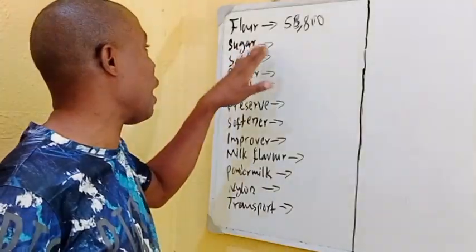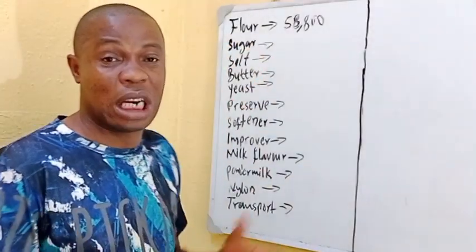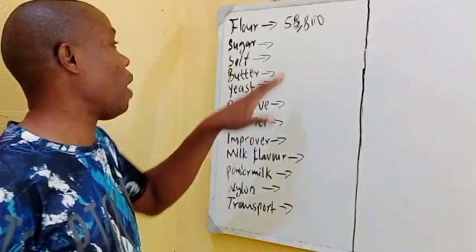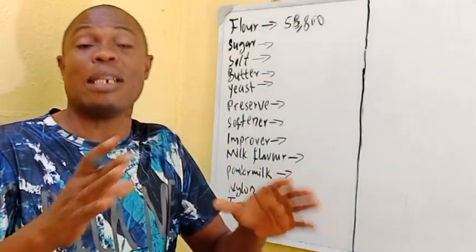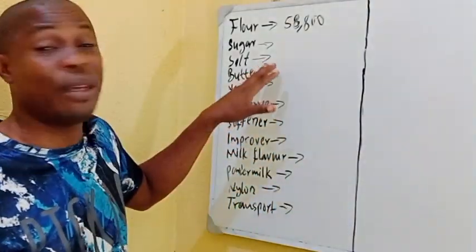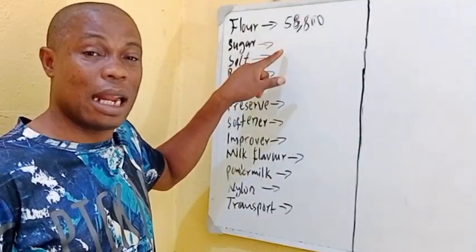So the first item is flour, and we know generally that 50 kg of flour is about 58,800, depending on your location. It could be a little bit higher than this.